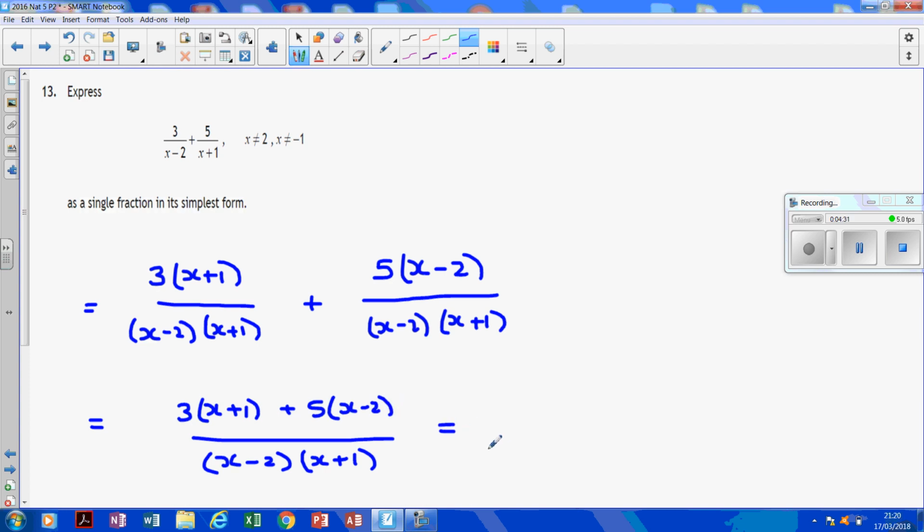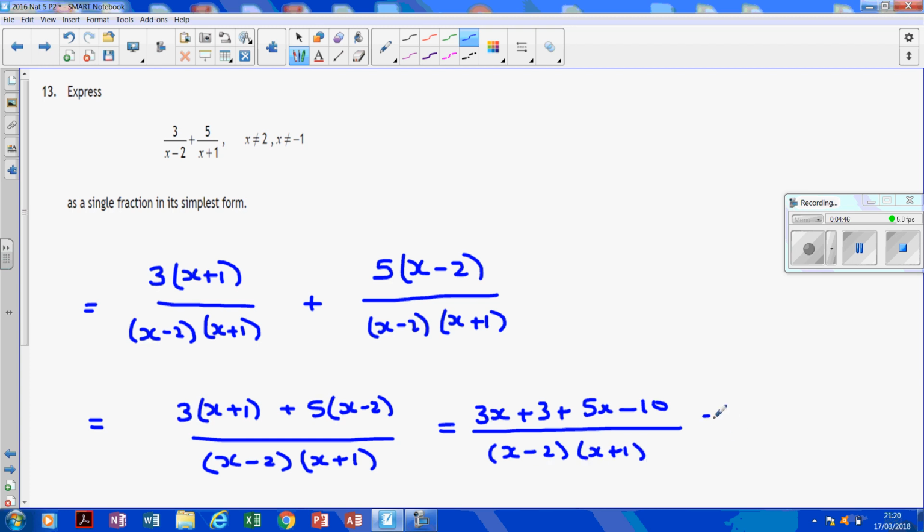And if I work out that top row, I get 3 times x is 3x, 3 times 1 is 3, 5 times x is 5x, and 5 times minus 2 is minus 10. Denominator still staying the same, (x minus 2) times (x plus 1).